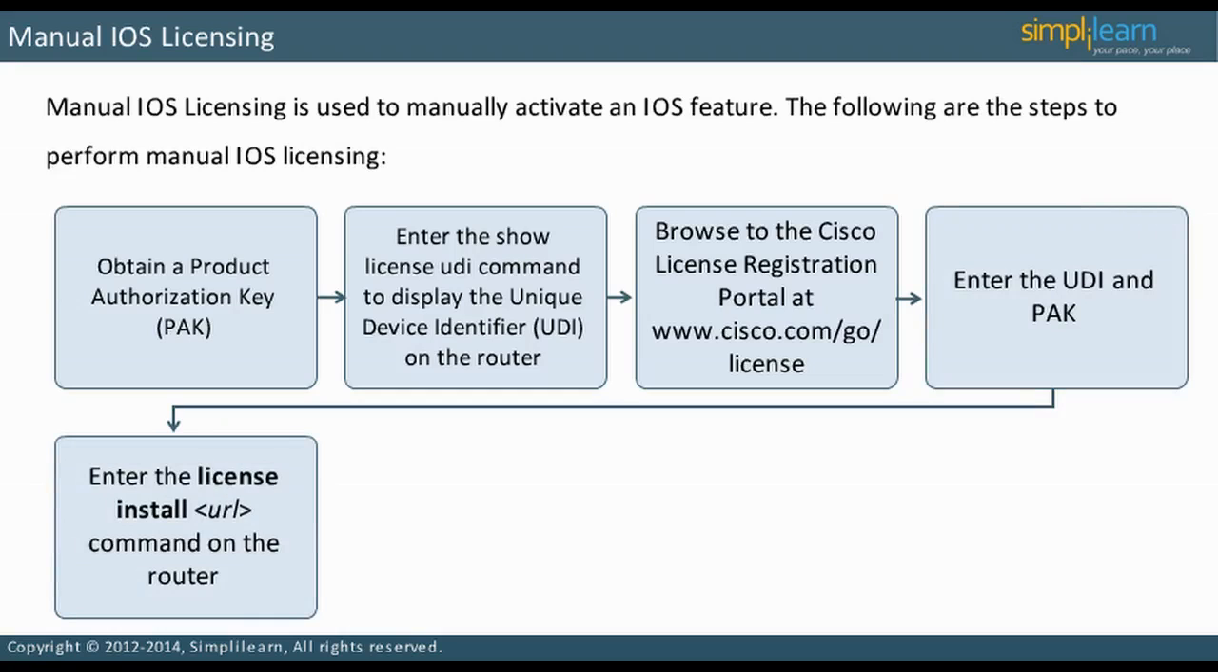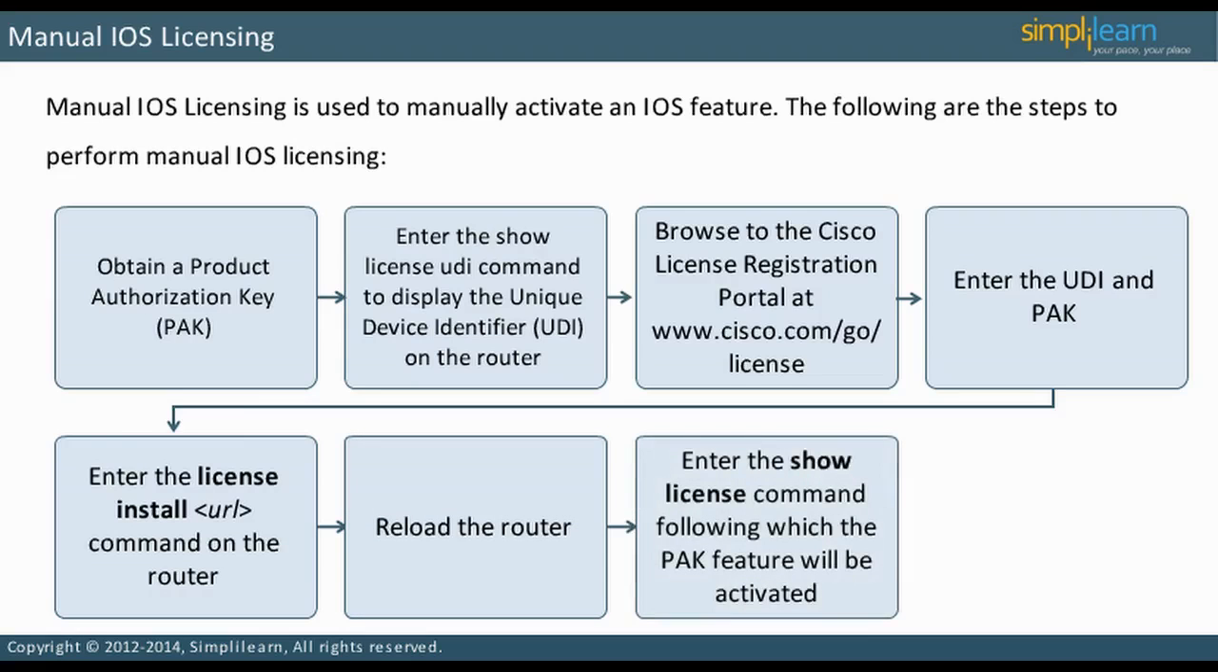On the router, enter the command shown on the slide. The URL is the location of the license key file. Reload the router. Enter the Show License command. This should show that the PAC feature has been activated.